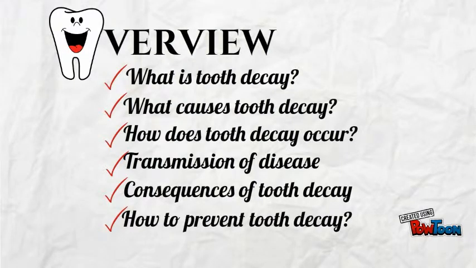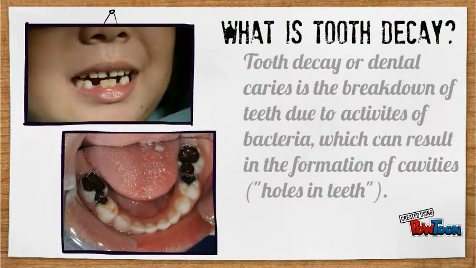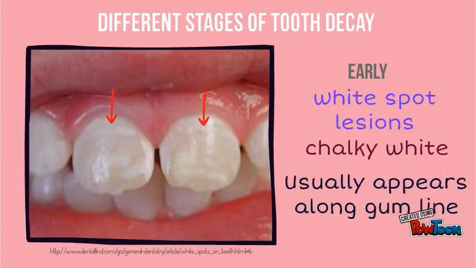Before we delve into the details, what is tooth decay? Also known as dental caries, it is the breakdown of teeth due to bacterial action forming cavities. Tooth decay can present itself at an early stage as white spot lesions, where teeth will appear chalky white, usually along the gum margins.